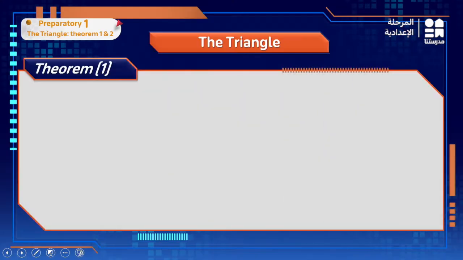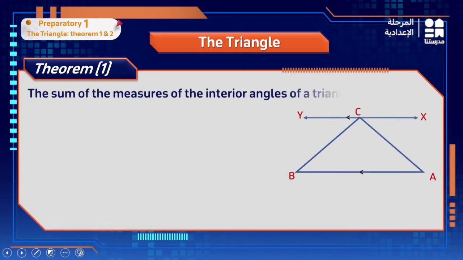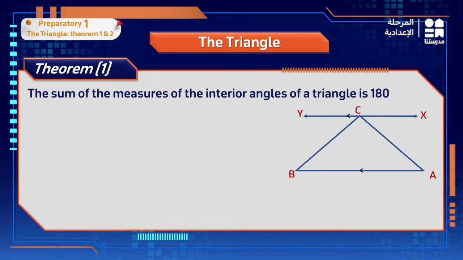So, Theorem 1. The sum of measures of the interior angles of a triangle is 180. How can we prove that? So the given is ABC is a triangle. That is the first step.